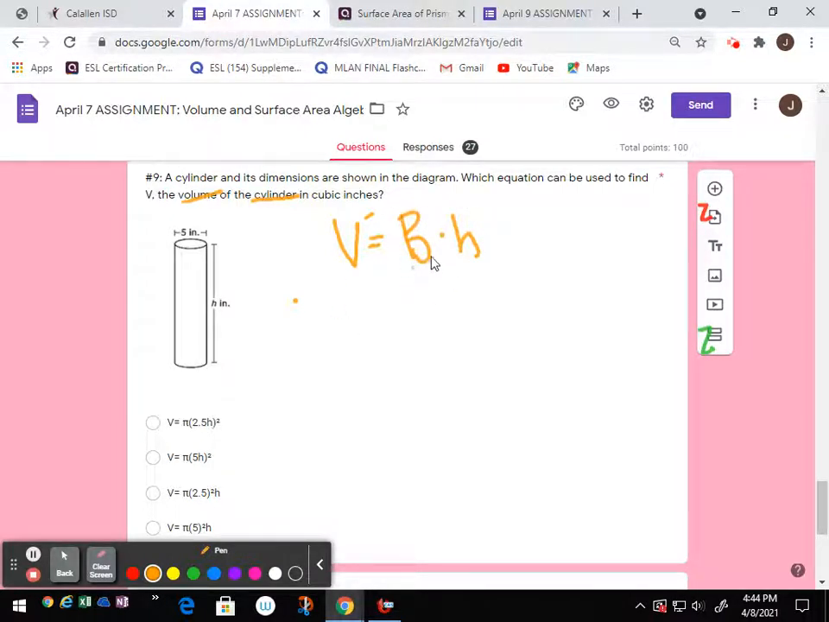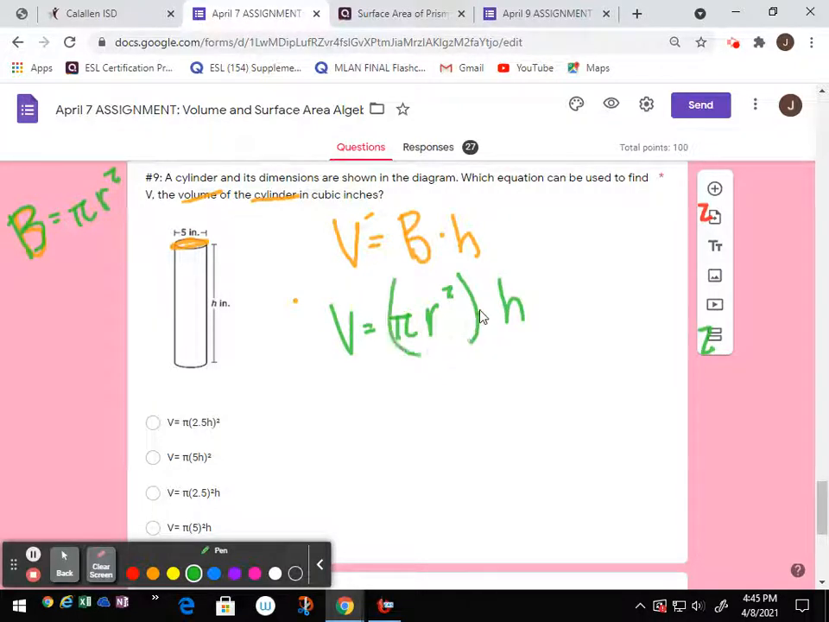But we know we need to replace big B with the area formula of our base. When we look at cylinders, we should know by now that the shape of the base for a cylinder is a circle. So we have big B is equal to pi radius squared. I'm getting all these formulas from my formula sheet, okay? So V is equal to pi radius squared times the height, okay?